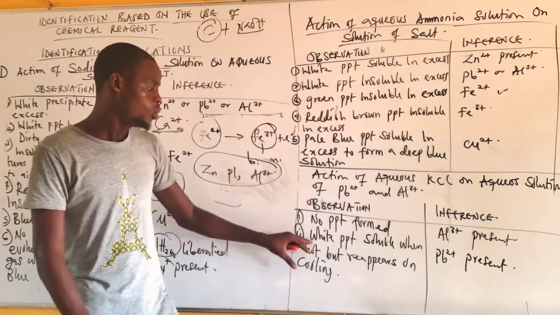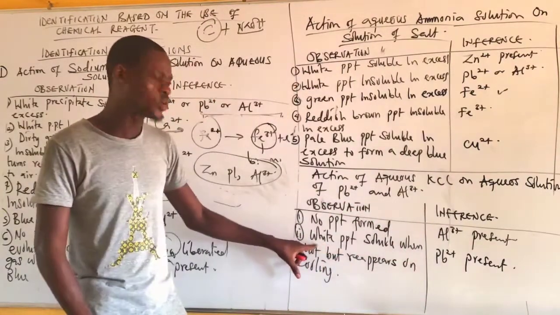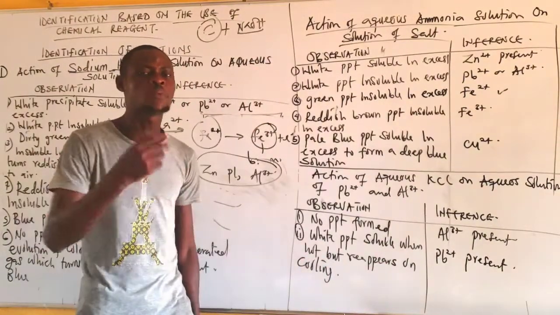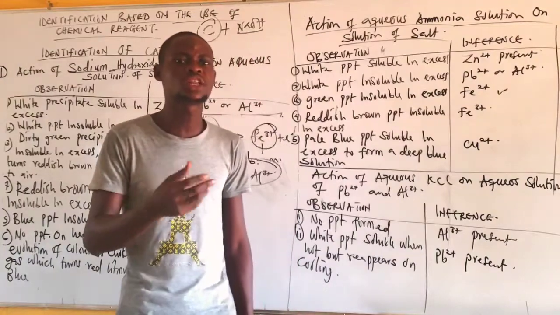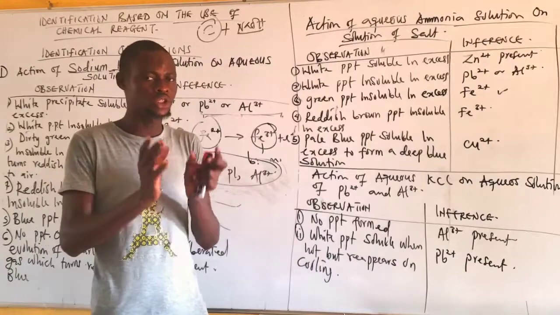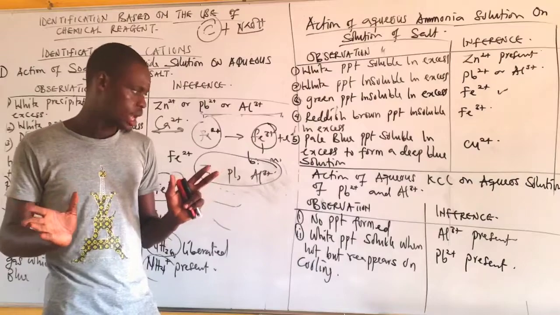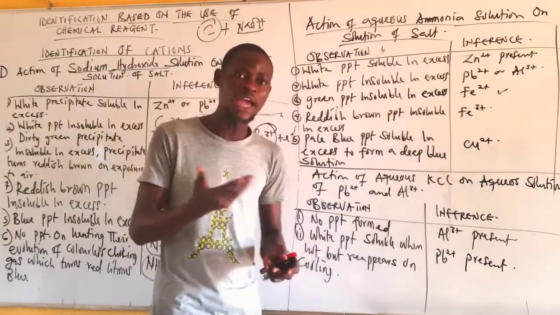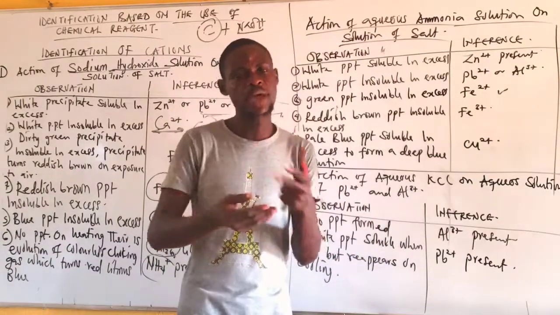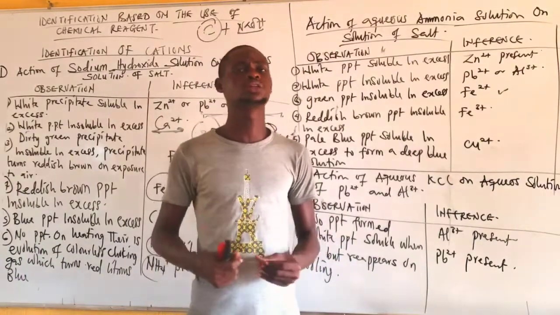Are you getting me? Lead 2 ion, on the other hand, is showcased by its formation of a white precipitate, which is soluble when hot. And that white precipitate is always soluble when it is hot. If you now allow the solution to cool, it reappears. The white precipitate is soluble when it is hot; then, if you allow it to cool down, it will reappear. It showcases the presence of lead 2 ion.